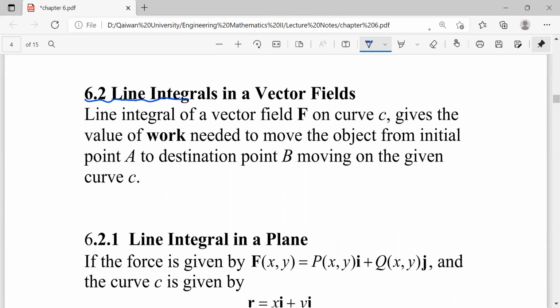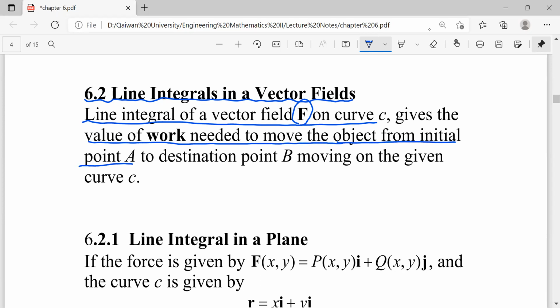We now have line integrals in vector fields. Up to here, we talked about the line integrals for scalar fields. Now we have line integrals in vector fields. We say the line integral of vector field F on curve C gives the value of work needed to move the object from initial point A to destination point B, moving on the given curve C.